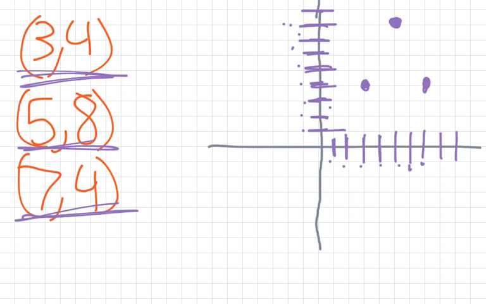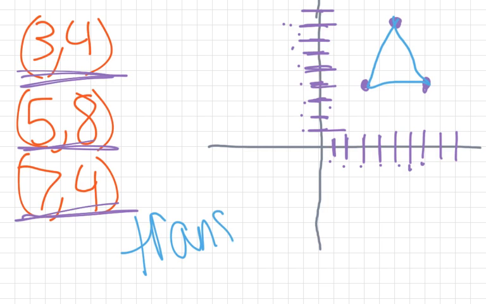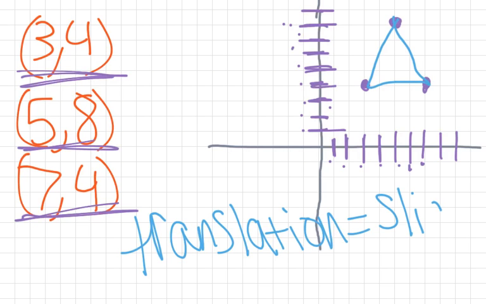So, in order to do a transformation, the points on the graph must be connected. So, what we're going to do is connect our lines to make a triangle. Awesome. So, the first transformation we're going to go over is the slide, and that is called translation. A translation equals slide.